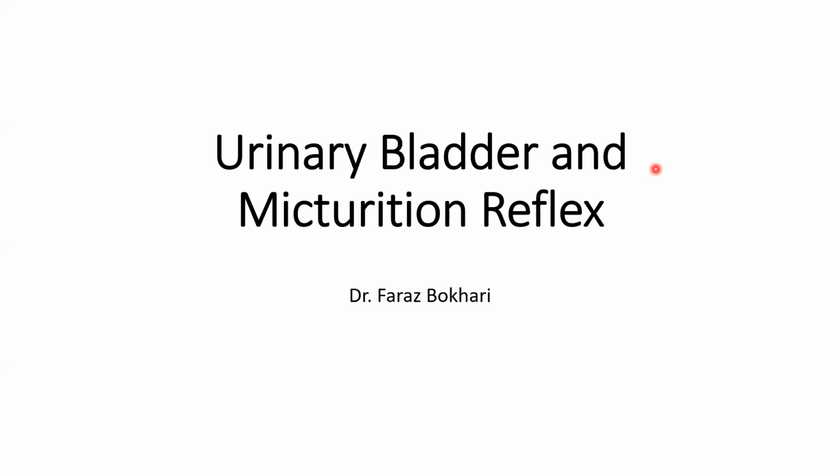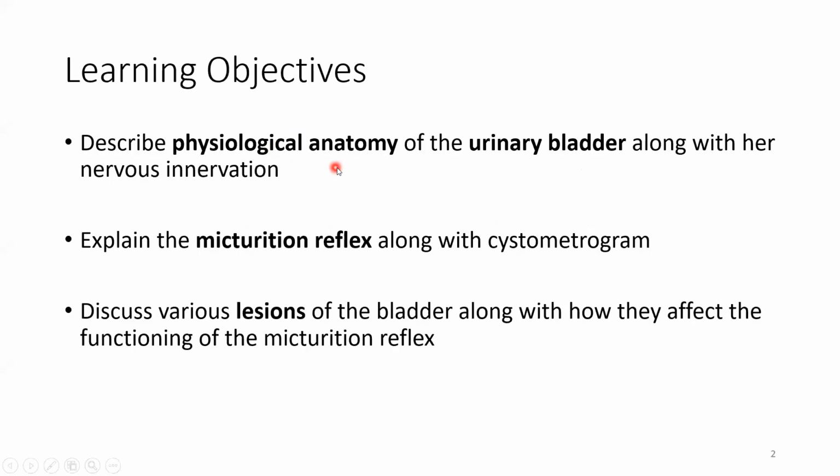So the learning objectives of this lecture are basically threefold. In the first section, we will be looking at the physiological anatomy of the bladder along with its nervous innervation. In the second, we will introduce micturition reflex. What is it? What is its significance? How do we measure it using the cystometrogram? And at the last, we will discuss the various lesions, clinical scenarios of bladder damage and how they affect the micturition reflex.